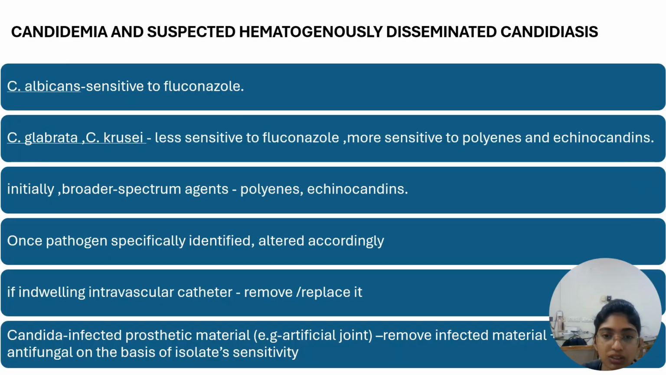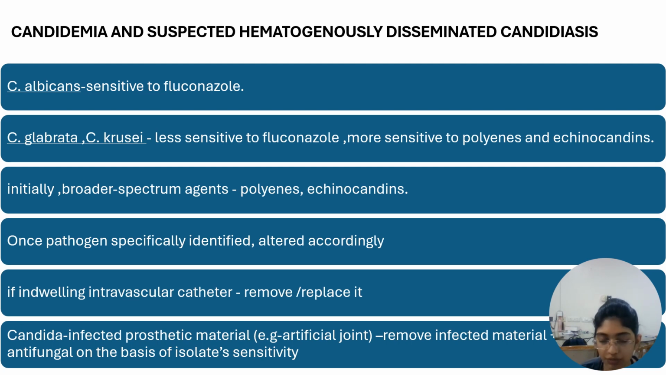So for hematogenously disseminated candidiasis or suspected hematogenously disseminated candidiasis, we have to treat. If it is Candida albicans, it is sensitive to fluconazole, so we can give fluconazole. But other non-albicans species are less sensitive to fluconazole, but more sensitive to polyenes and echinocandins. So initially, since we don't know the species, we will start with broad spectrum agents like echinocandins and polyenes. And once we identify the species, we can change accordingly. And if the patient has any indwelling IV catheter, we have to either remove it or replace it.